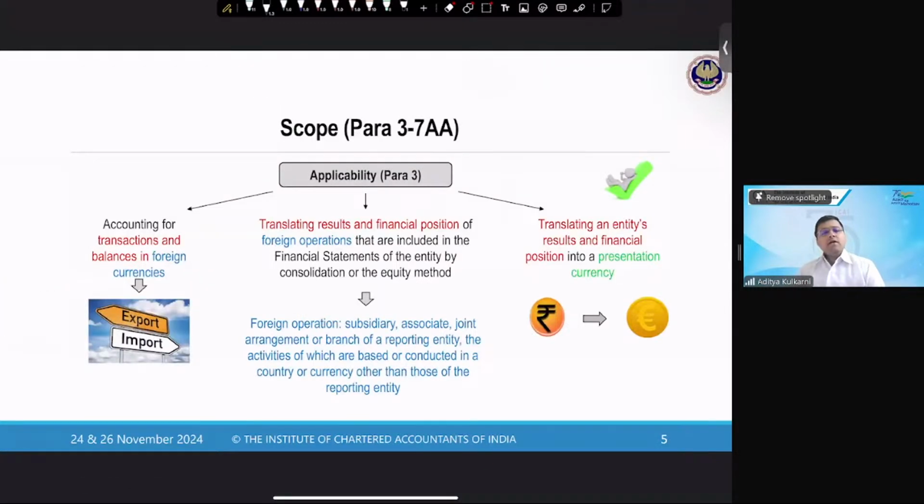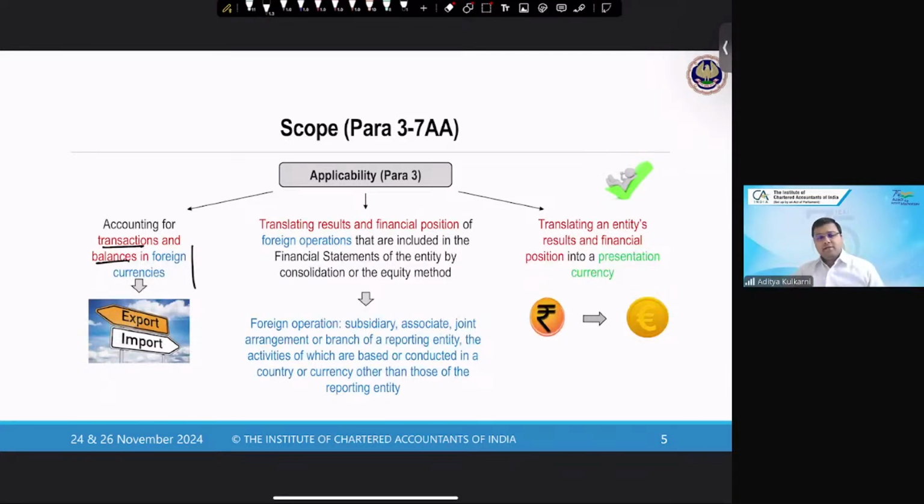So when we talk about the scope of Ind AS 21, it has a triangular scope. The first one is accounting for transactions and balances in foreign currencies. That means debtors, creditors, loans taken, loans given. All these could typically end up being in foreign currency. These are your regular foreign currency transactions and balances.